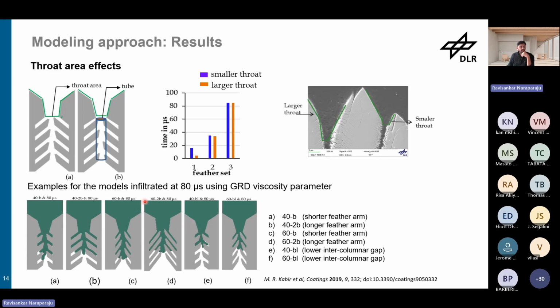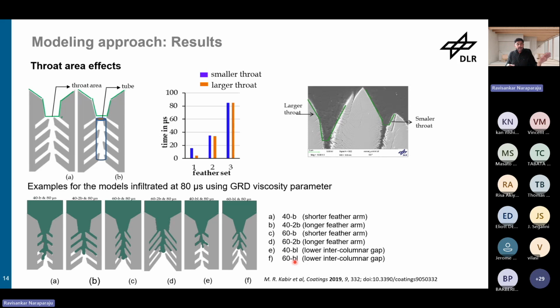So we have applied some pressure difference from top to bottom and then created that kind of microstructures and see what happens. For example, the difference between A and B is shorter feather arms and longer feather arms. And C and D is feather angles changed from 40 degrees to 60 degrees. And if you see E and F, you have 40 degrees with the smaller feather lengths and 60 degrees for smaller feather lengths. You can see clearly the difference in the infiltration kinetics.